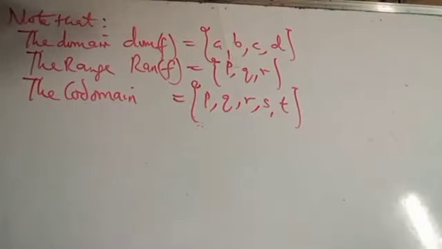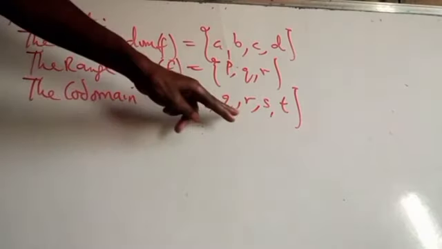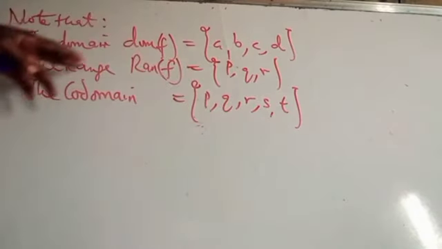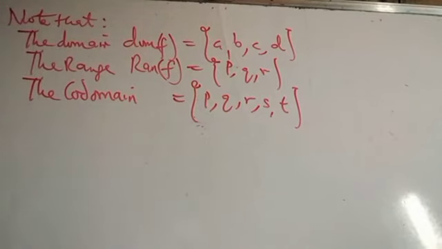I hope you can now see the difference between the range and the codomain. So the codomain is the bigger space. It has more elements than the range. The range are just the elements that are mapped by the elements in the domain. So that is that about that.